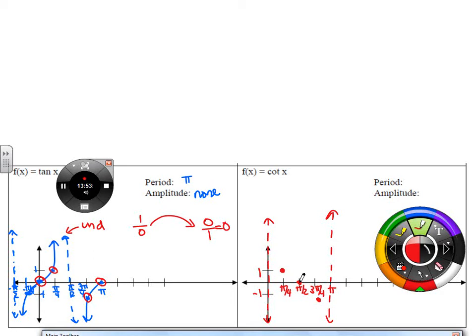Which means the cotangent has a period from 0 to pi, so pi, like you see here, and actually behaves somewhat similar to the tangent in the way it cycles through values. It looks like this. Okay. So what is the amplitude of the cotangent function? Not 1, none. Okay. Because it goes up and down forever. There's no maximum or minimum value.